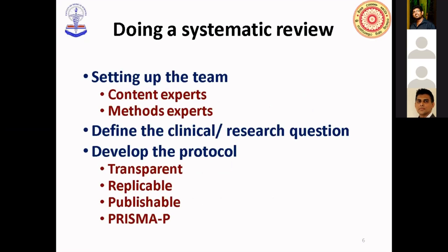So if we want to do a systematic review, how do we set about it? First of all, we must set up a team that would work together for this systematic review. One person cannot do a systematic review due to its methodological demands, and it is important to have content and methods experts on your team.